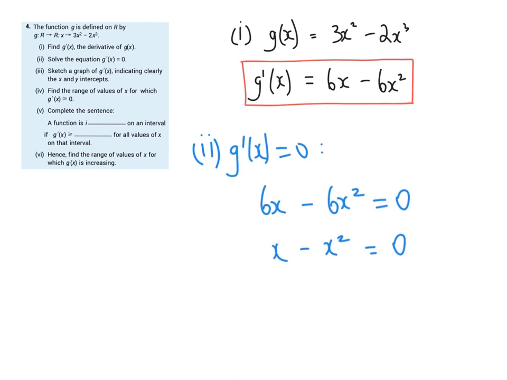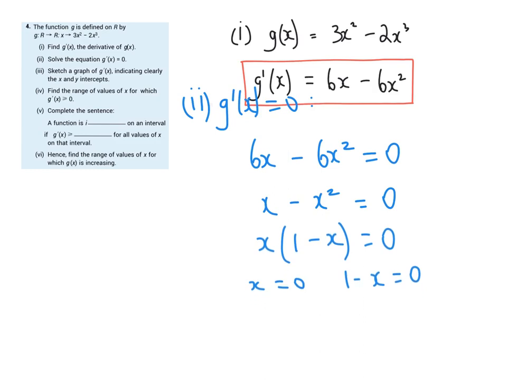The 6's will cancel out. And then the next part is to factorise. Here I have x times (1 minus x) is equal to 0, and then putting each part equal to 0, I have x equals 0 and 1 minus x equal to 0. So this is going to give me my two values for x. That means 1 is equal to x. Now I can sketch my curve with both of those values for x.